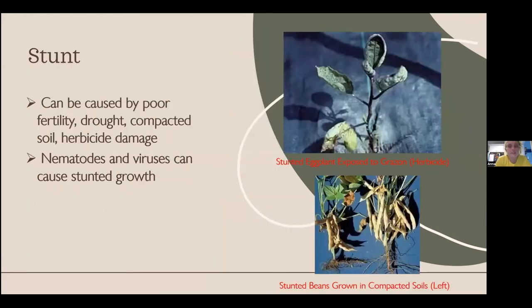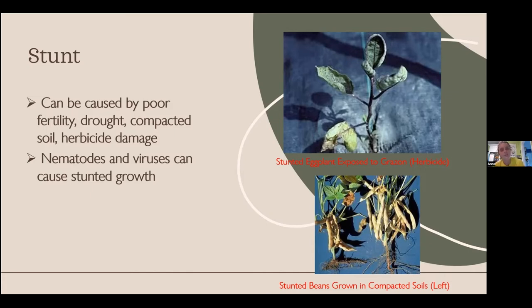Stunt is another good symptom. It can be caused by poor fertility in the soil, drought like we had back in June, or compacted soil. That can be something like maybe there's a house on the site you're trying to plant into the ground. It doesn't drain so well. There's no air pores in the soil structure. Herbicide damage can also cause stunting in young plants. Nematodes and viruses can also cause stunted growth.